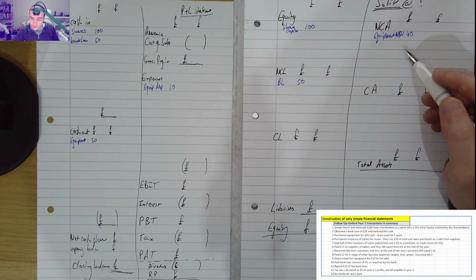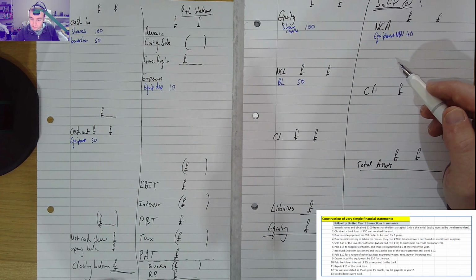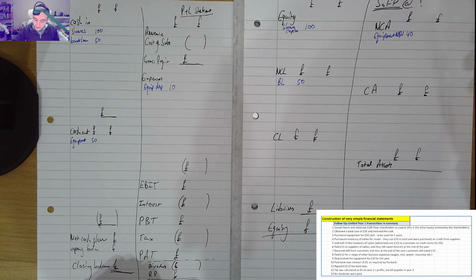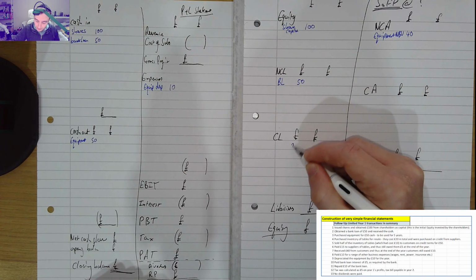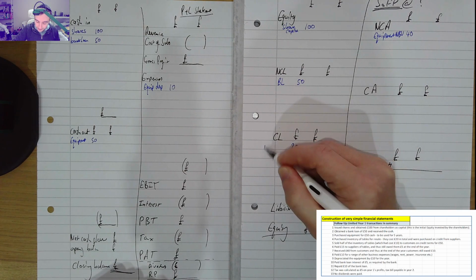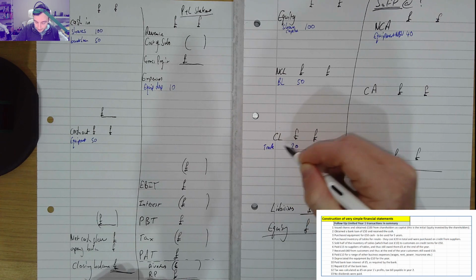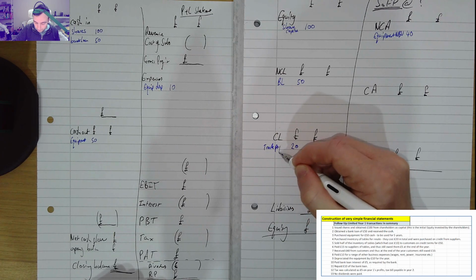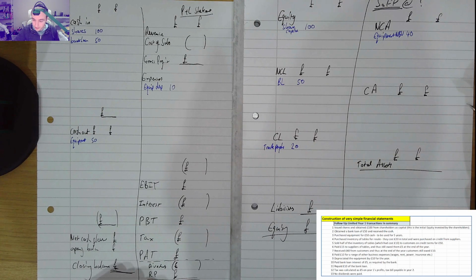Number 4, purchased inventory of tables for resale. So they cost £20 in total and were purchased on credit from suppliers. Purchased inventory of tables for resale. They cost £20 in total and were purchased on credit from suppliers. So that means we've got current liability of £20 for trade payables. Okay, £20.